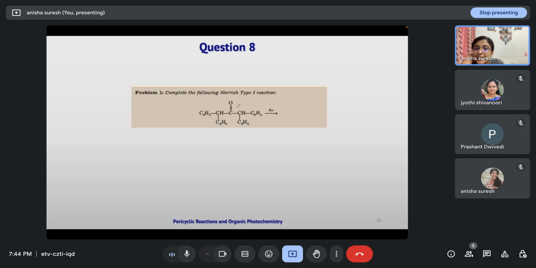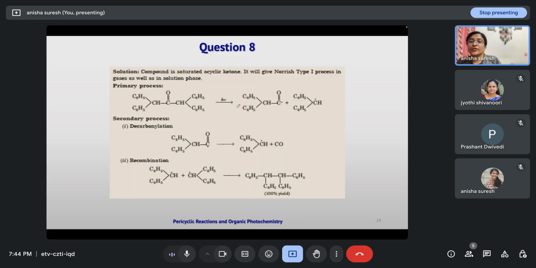So in Norrish type 1, first alpha fragmentation will be taking place. So let us see the mechanism of how this reaction is proceeding. First, this is a saturated acyclic ketone. So it will undergo a Norrish type 1 process in gases as well as in solution phase.